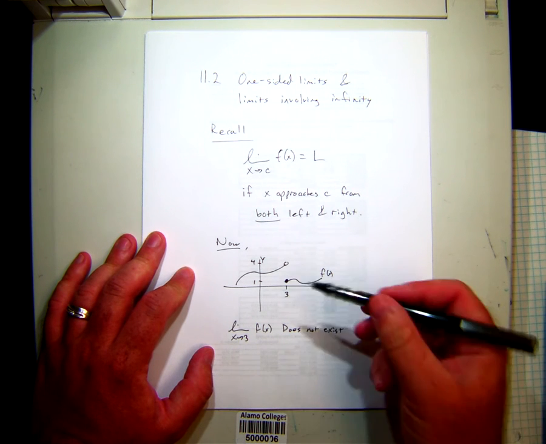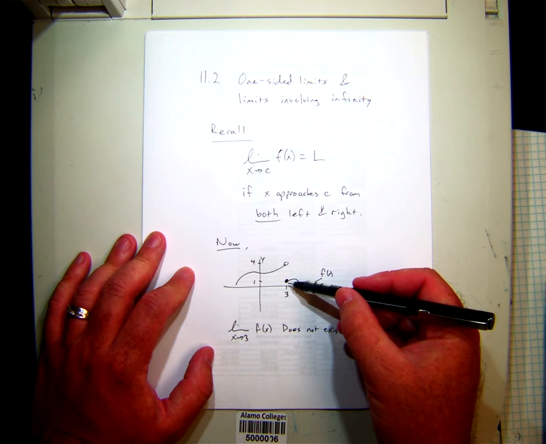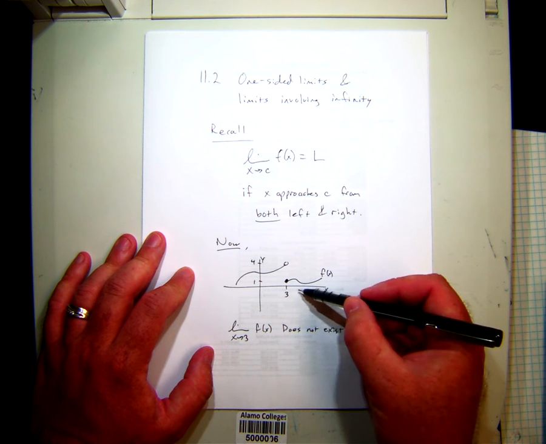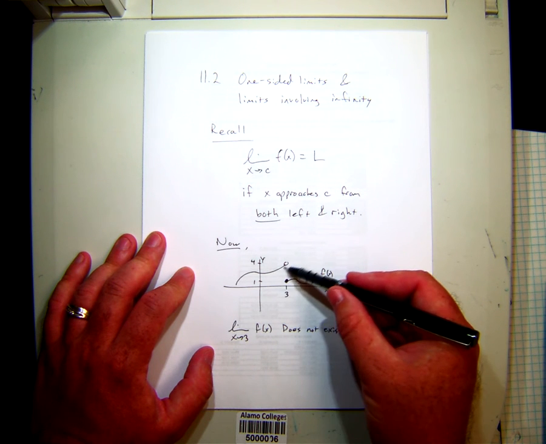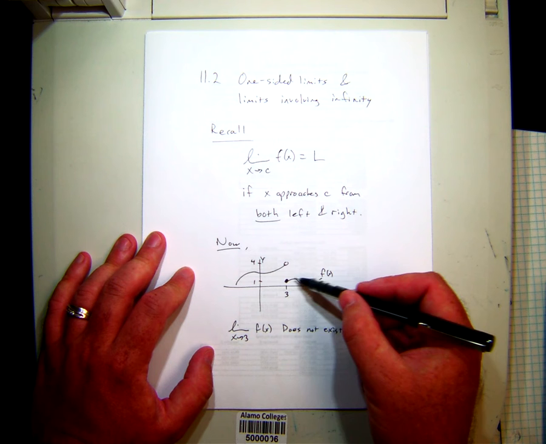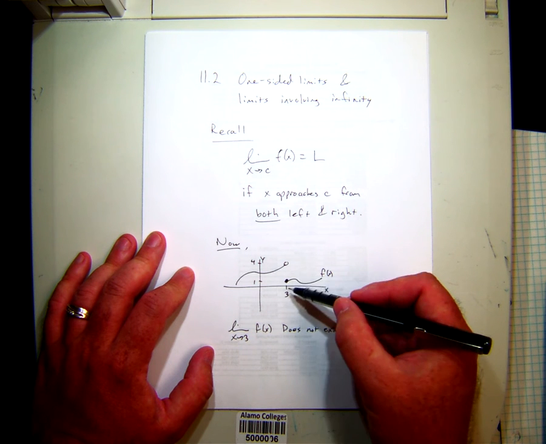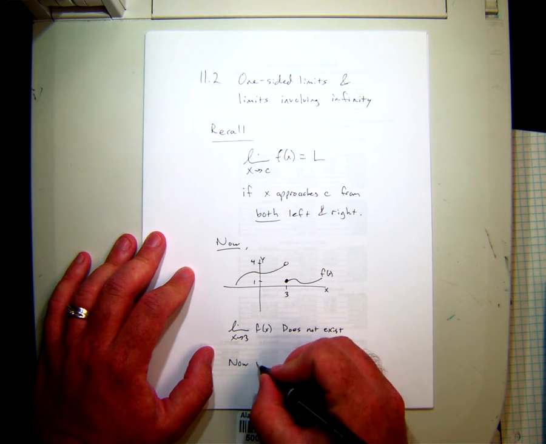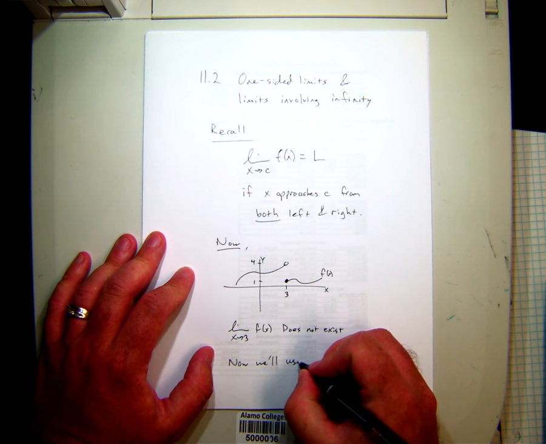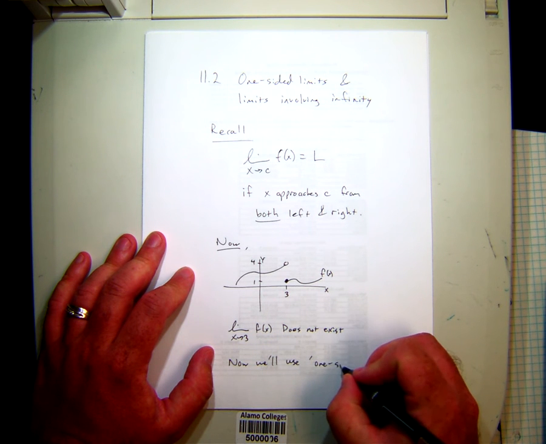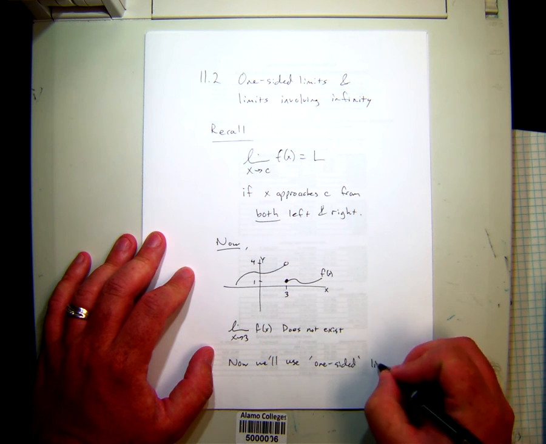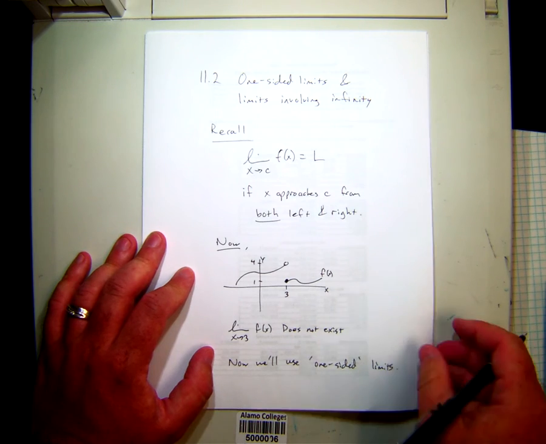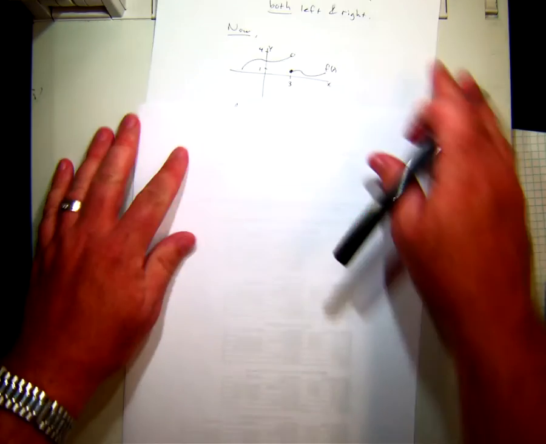Put it this way. Can I tell you it's approaching 1 as x approaches 3? Well, no, because sometimes it's approaching 4, sometimes it's approaching 1. It depends on which side you're looking at. But now we're going to define one-sided limits. I'm going to keep this graph up here so we can refer to it.